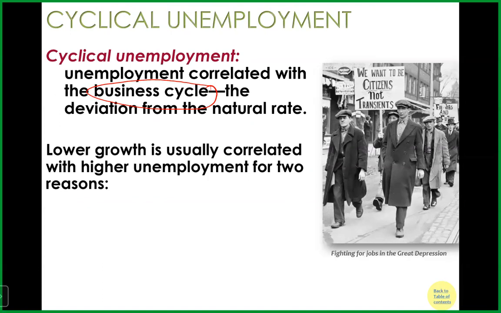Okay, now this goes back to the earlier things we saw. Lower growth is usually correlated with high unemployment. We have seen that before. Or in other words, when recession hits, the unemployment rate is higher. That is on top of the natural rate of unemployment. Why?